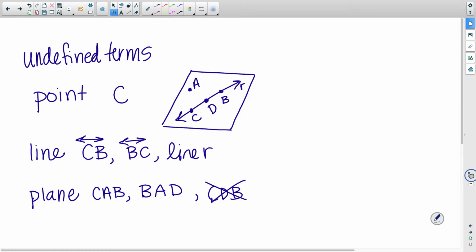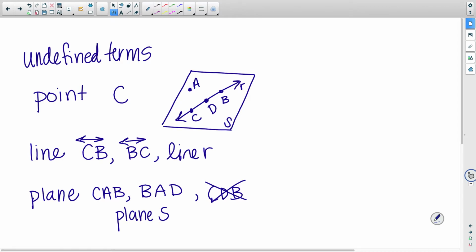Now, sometimes in the bottom corner, actually any corner, there will be a letter, and usually it's italics. And that letter is not a point. It is the name of the plane. So you can also name this plane S.